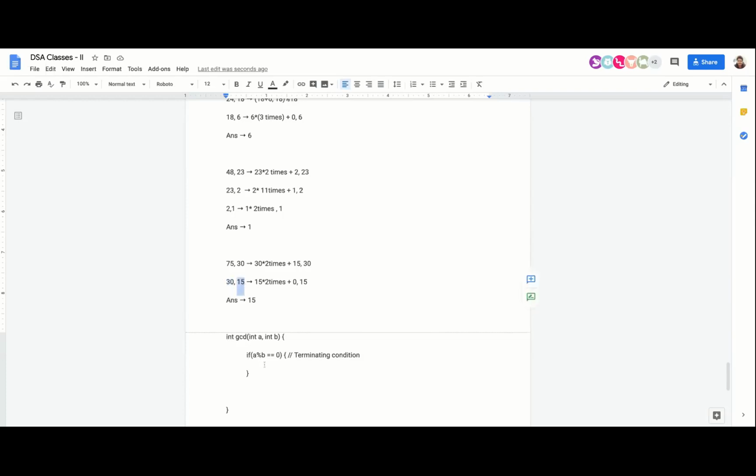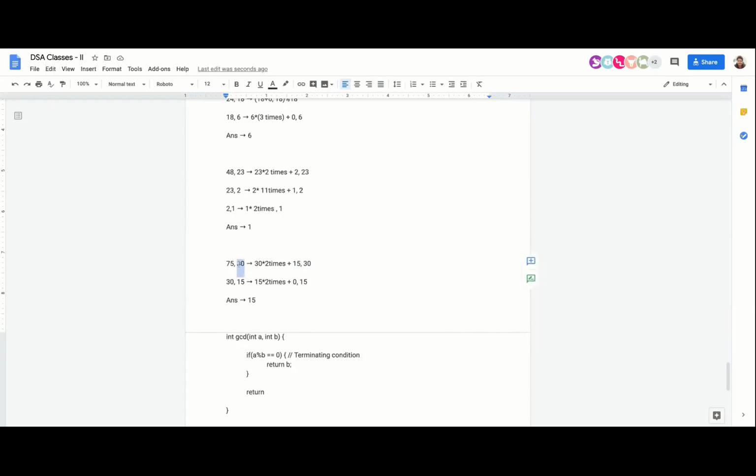So can I say if A percent B double equals 0, then my answer would be B, correct? So we'll return B from here. Otherwise, what will we do? See, what we were doing here, we were again calling the GCD. How were we calling the GCD? We were finding the remainder here, the number which is remaining right now, and we were calling the GCD of this number, comma this number.